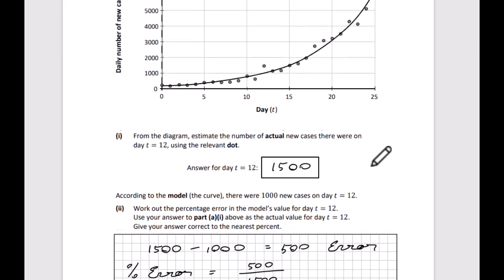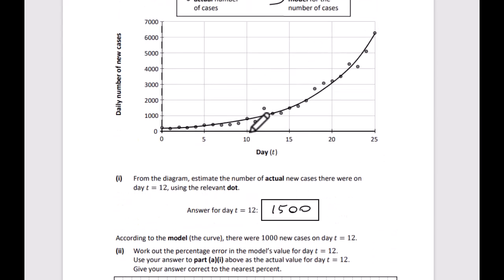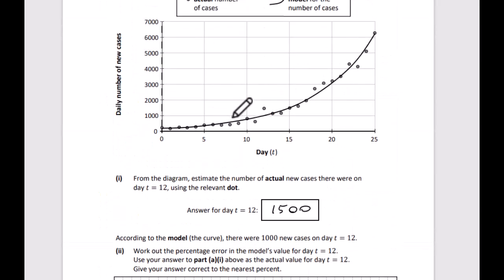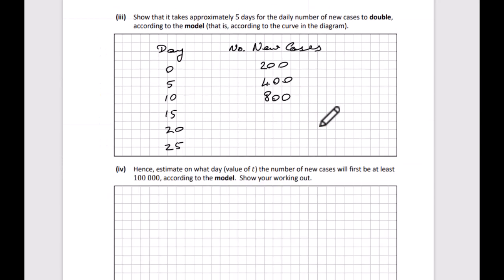Day 10 is here. It looks to me around 800, 850, somewhere around there. Let's say 800. Day 15 should be somewhere around 1600. And it does look to be around 1600, just above halfway here. So I'm going to say 1600 for day 15.